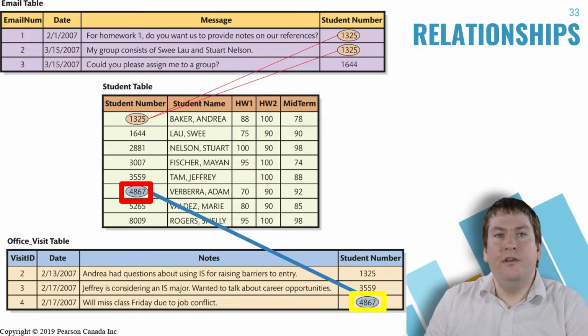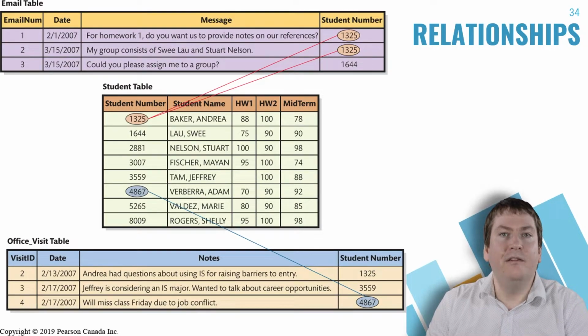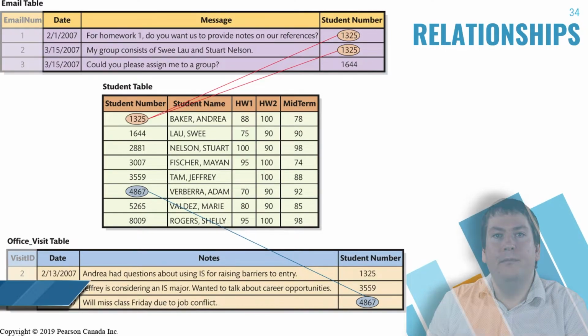It's important to note that unlike primary keys, foreign keys do not have to be unique. Notice that in the email table, there are two records with the same student number of 1325. And this makes sense if you think about it a bit. A student can, after all, send more than one email to their professor. So let's try applying this knowledge. Looking at this data and what we just discussed, can you tell me how many emails Andrea Baker has sent? And what was the content of those emails? I'll give you a few seconds to think about it.